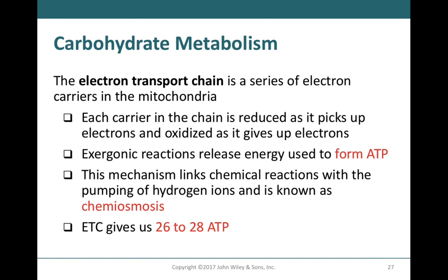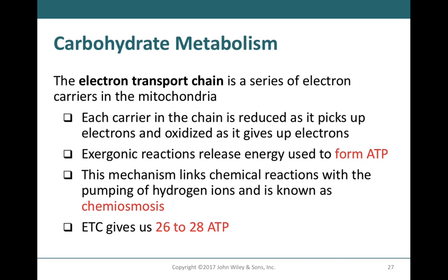So up until this point, we've only produced 4 molecules of ATP. We've only had a net gain of 4 molecules of ATP. Now, we're going to need a little bit more ATP than that. So the majority of ATP comes from the electron transport chain. Now, the electron transport chain is found in the inner mitochondrial membrane. So the location of this reaction will be in that inner mitochondrial membrane.